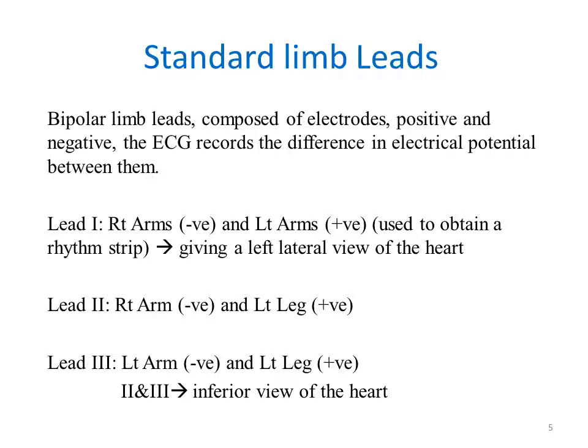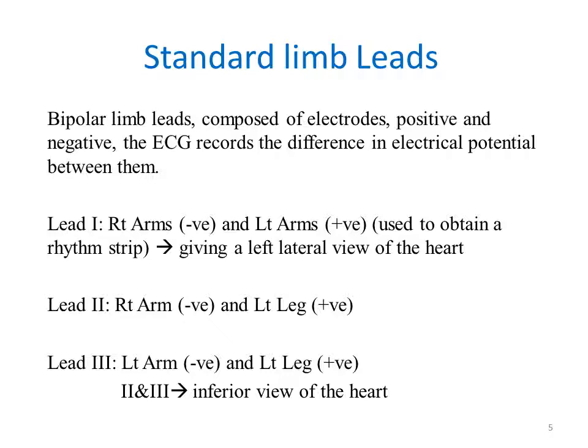Lead 1 records the electrical activity between the right arm, negative, and the left arm, positive, and is used to obtain a rhythm strip. It also provides us with the left lateral view of the heart.